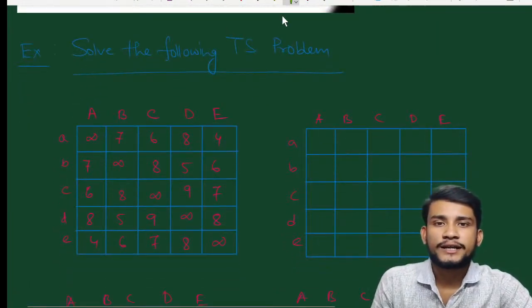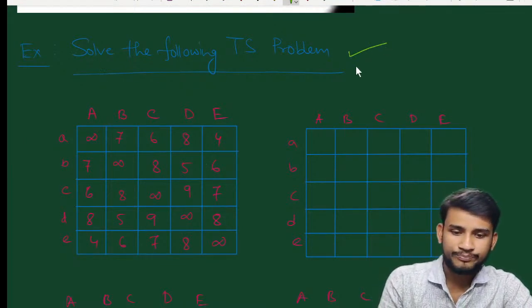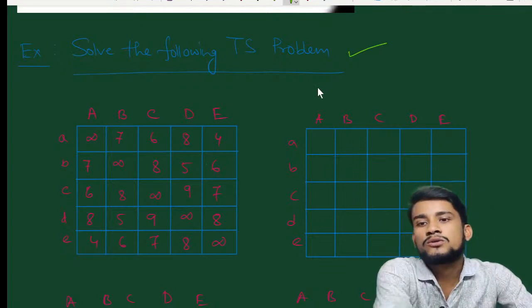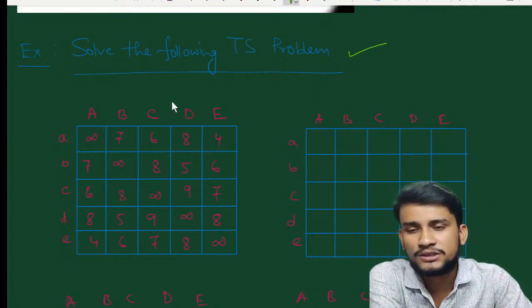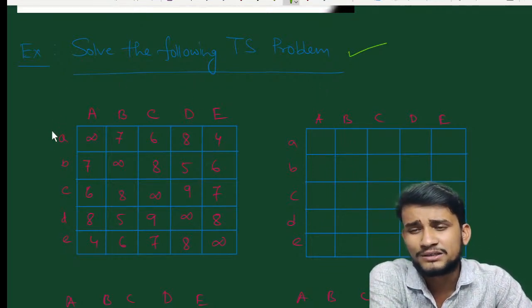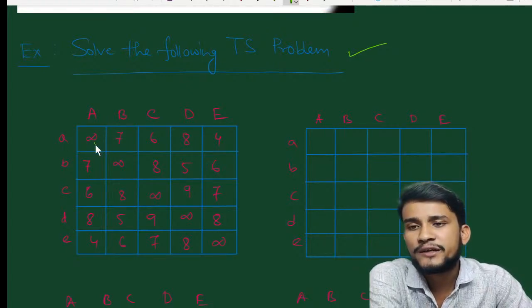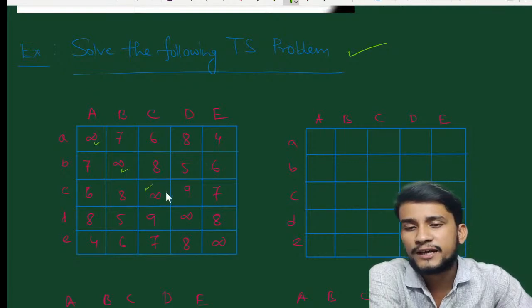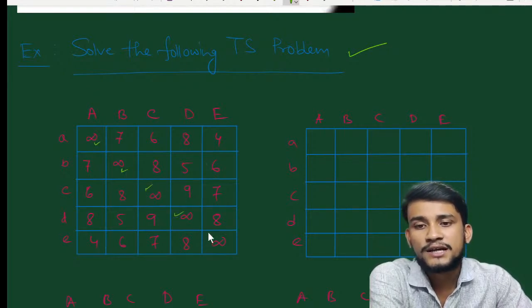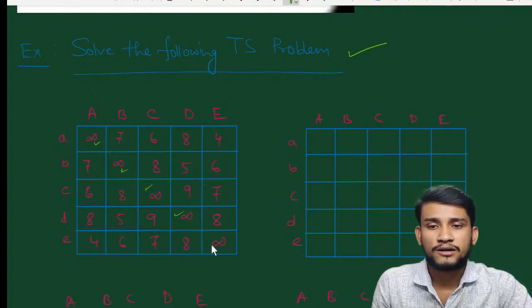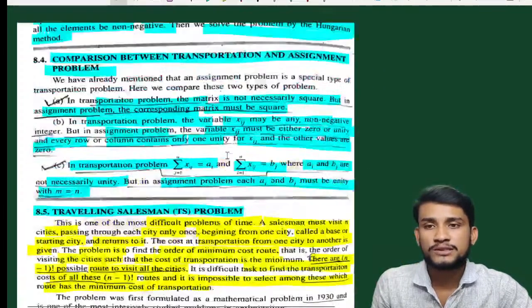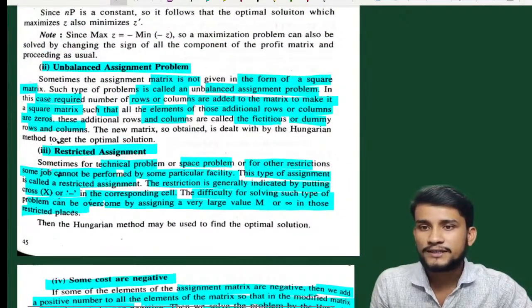Let us take an example. Solve the following traveling salesman problem. Suppose this is a company and there are 5 cities, or you can say 5 products. See here the infinity entries given. That means these assignments are not possible.